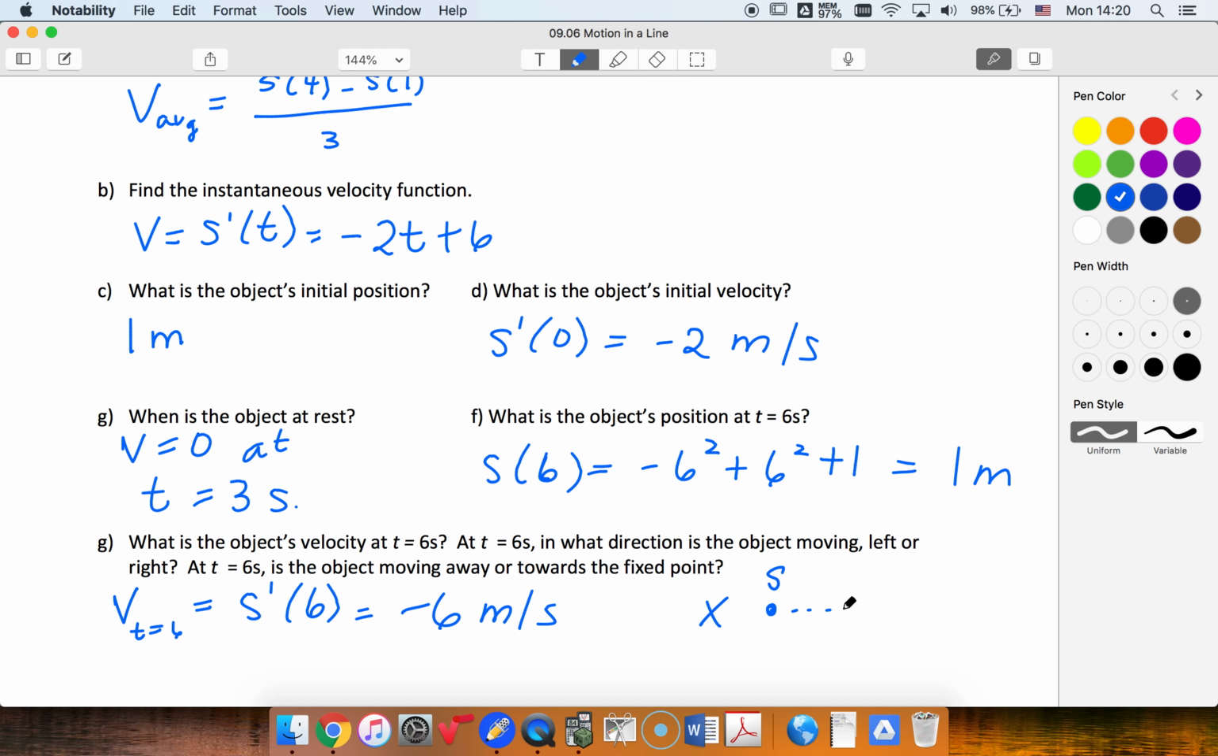And we have gone away from it, and now we are headed back this direction, and this is at 6 seconds. So this here is at 0 seconds. So we don't know when we started coming back the other way, but at this point, we're traveling at 6 meters per second towards our fixed point, but we're very quickly going to pass it.